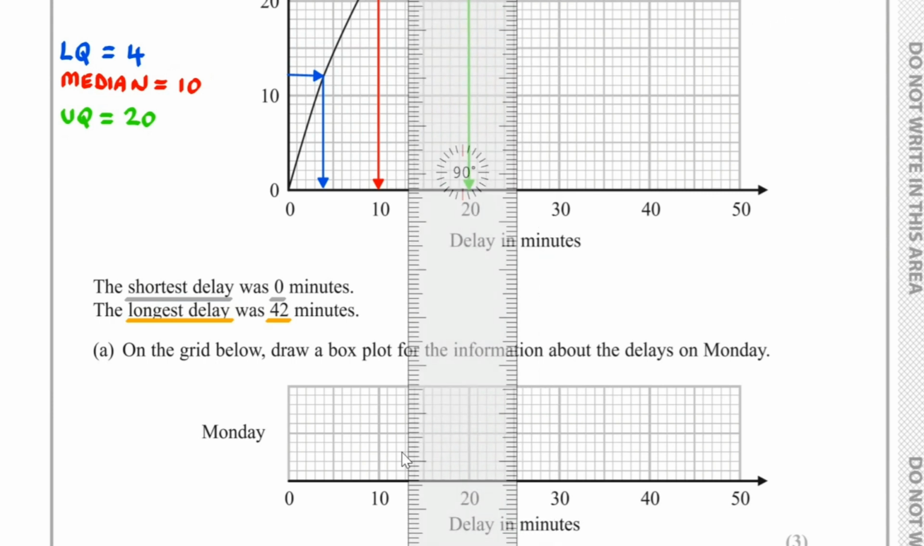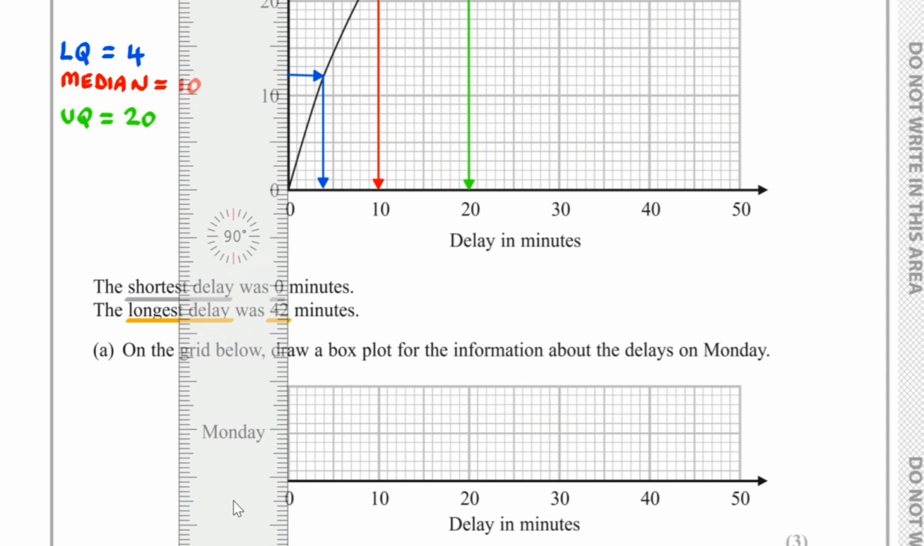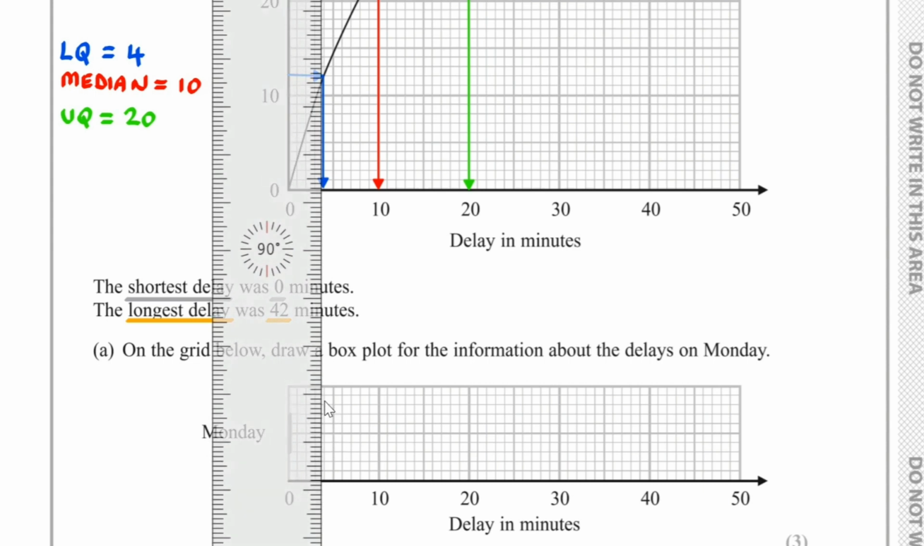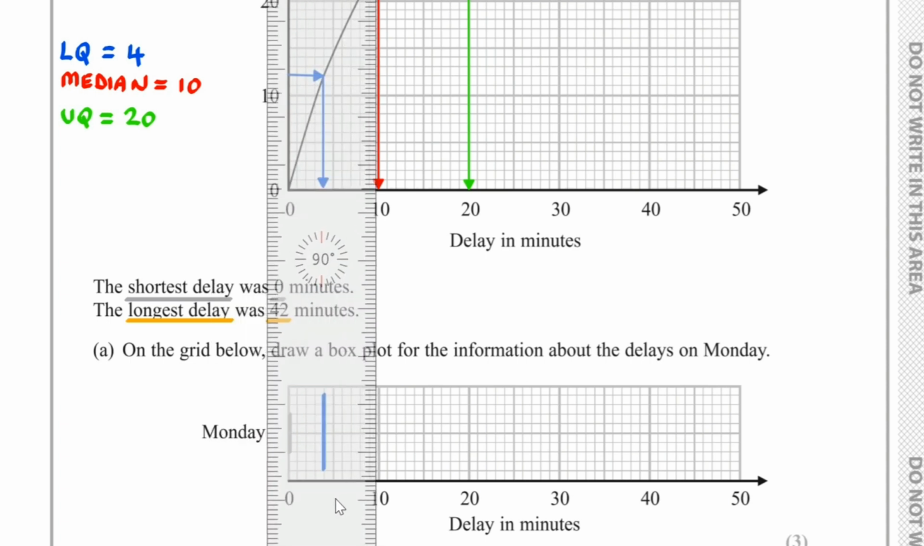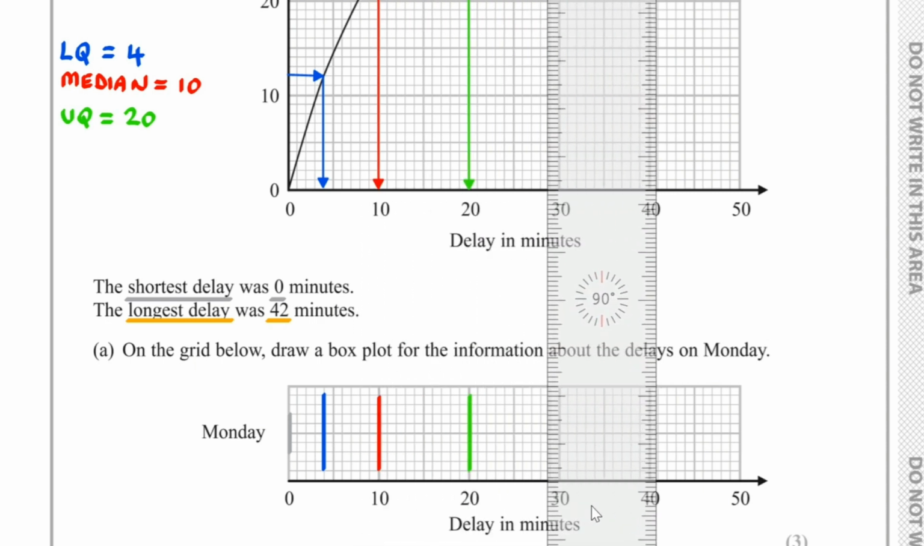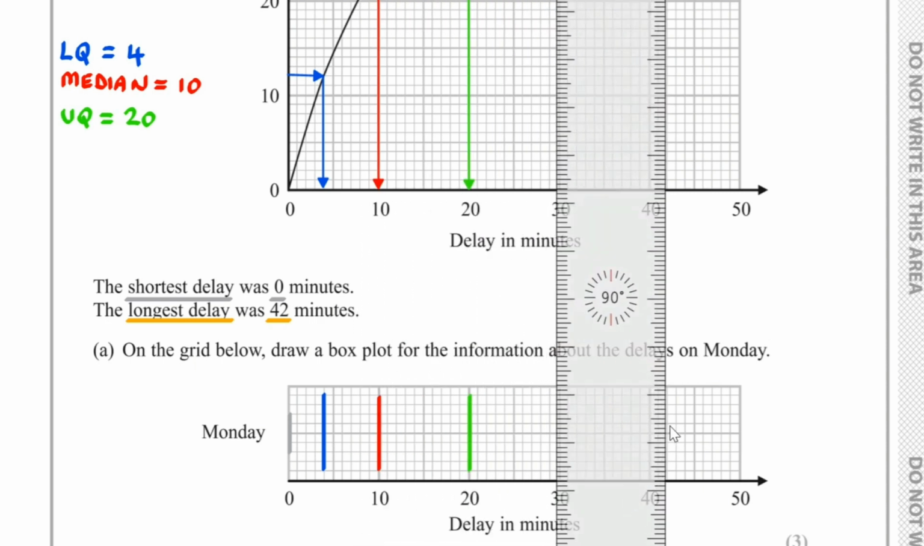So I've got the shortest delay, that's 0, so I show that over here. Then I've got the lower quartile being at 4, so that is over here. And then I've got the median at 10. And then I've got the upper quartile at 20. And then I've got the longest delay at 42, so that is over here.